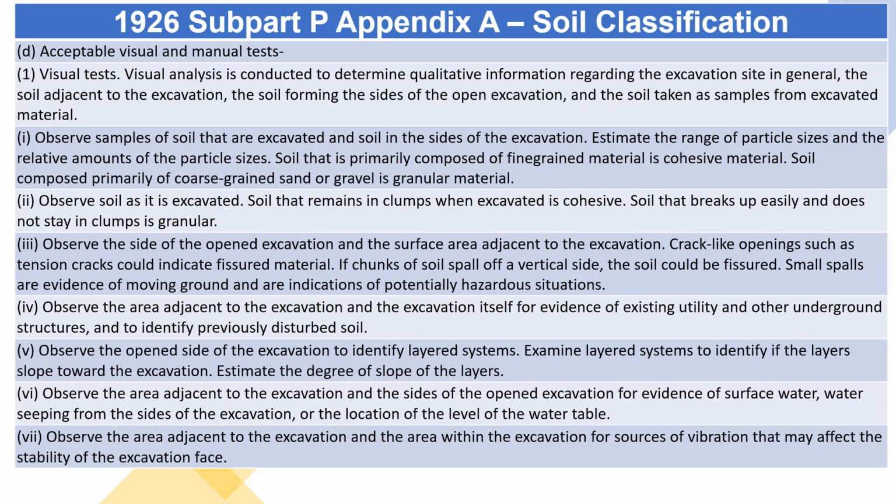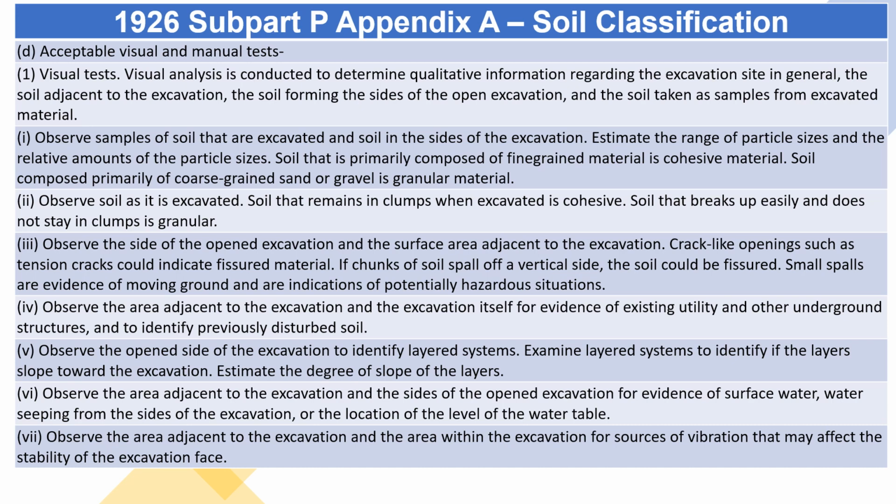D. Acceptable visual and manual tests. 1. Visual tests. Visual analysis is conducted to determine qualitative information regarding the excavation site in general, the soil adjacent to the excavation, the soil forming the sides of the open excavation, and the soil taken as samples from excavated material. (a) Observe samples of soil that are excavated and soil in the sides of the excavation. Estimate the range of particle sizes and the relative amounts of the particle sizes.